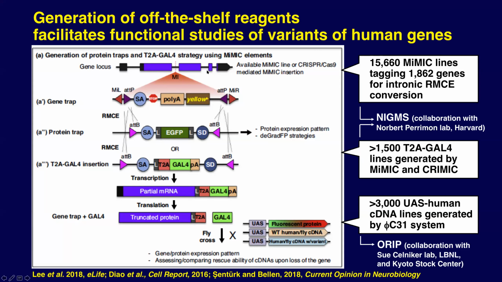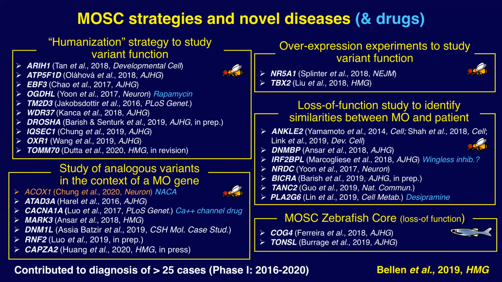And so by doing this systematically for many genes in the genome, we've generated thousands of reagents and thousands of human cDNAs that allow us to do this systematically. And this has really been at the core of the MOSC. Now, in the past few years, this has allowed us to identify numerous new genes, and we've not only used this humanization strategy that I just described, that is kill the fly gene and replace it with the human cDNA.